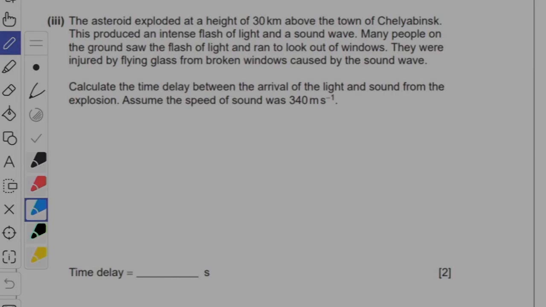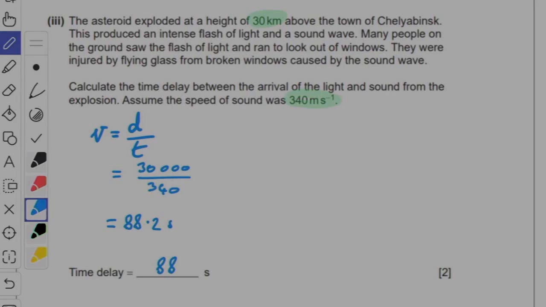So we have a distance there in that 30 kilometers, and we have a speed here, so we should be able to calculate a time. So we do a distance over speed calculation with those two numbers, and that gives us 88.2 seconds, but we'll just write it as 88. I'm sure people aren't going to be worrying about the 0.2 of a second. It's just the approximate time for a person perceiving the flash and how long it is roughly until the sound turns up.